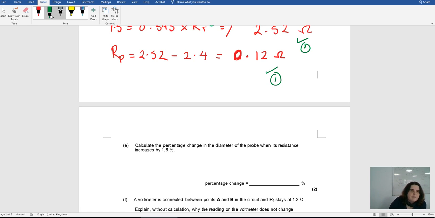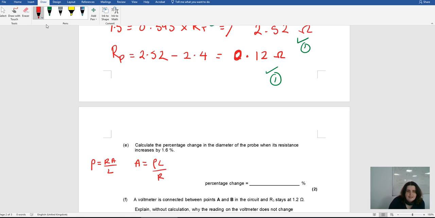Calculate the change in diameter when its resistance is increased by 1.6%. So this thing here is quite mean. This has got resistivity, so we've got R equals rho L over A. Oh no, potential change in diameter, I do apologize. So I've got A equals rho L over R.